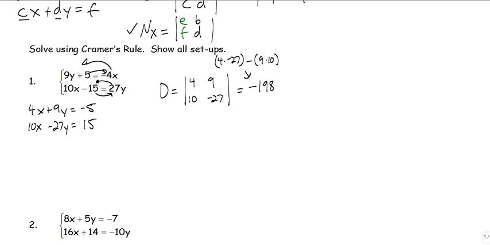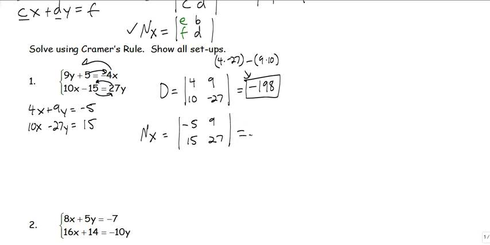You can use your calculator to get the determinants also. I'll show you that if we have time today. Now I need the N sub x determinant. So I got one number. Now I need the N sub x. Again, for N sub x, you take away the x coefficients, 4 and 10, and instead replace them with the numbers negative 5 and 15. You keep the y's the same. You're only subbing out the x's.